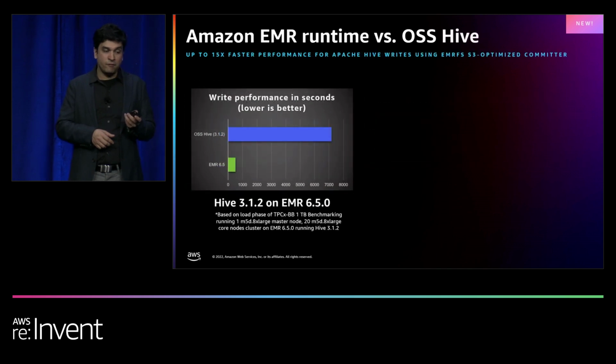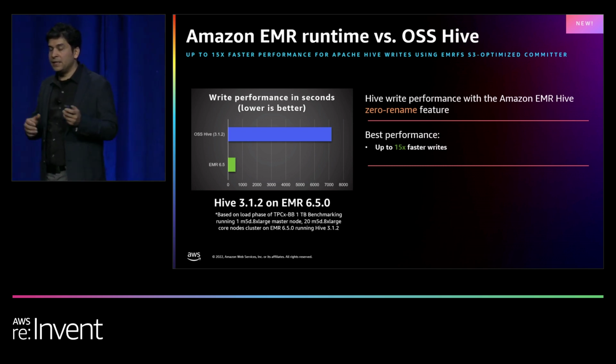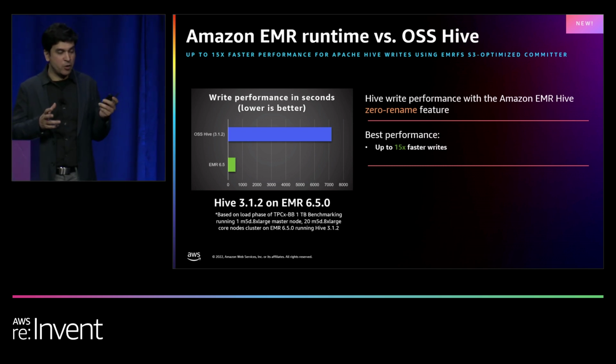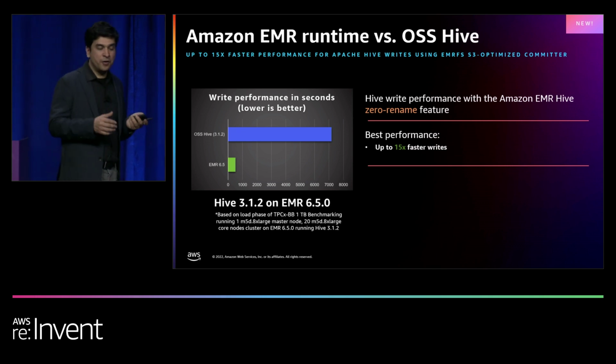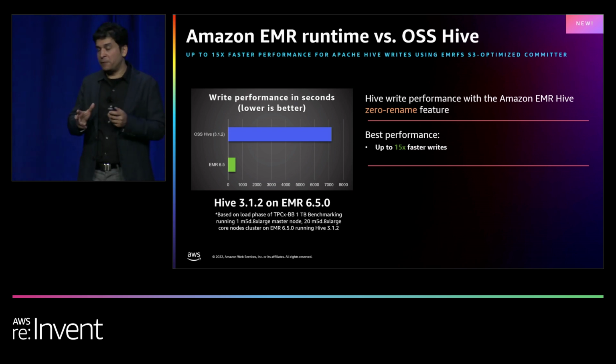Now let's look at the Hive numbers. Hive is still very much used in the big data world. It's the second most popular engine after Spark on EMR, and customers use Hive at scale. Now Hive works great on HDFS, but when you make it work over S3, certain quirks of S3 make Hive slower. And so Hive write performance was something that we really wanted to optimize.